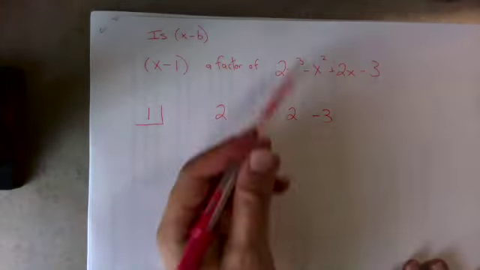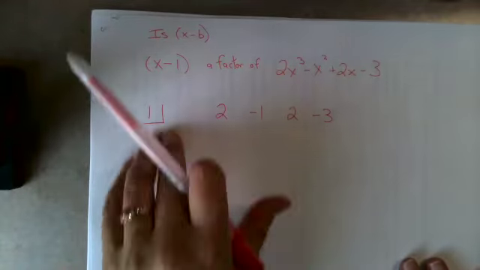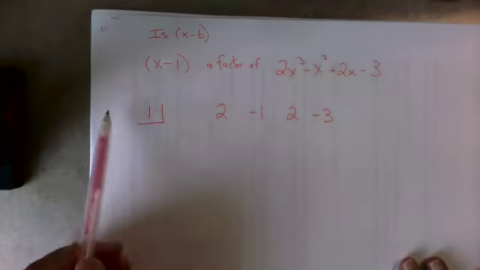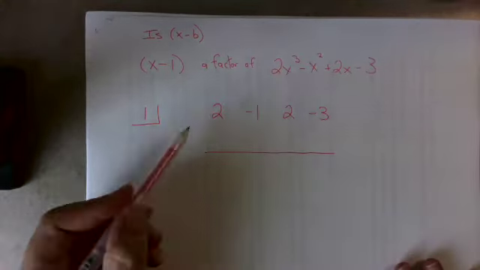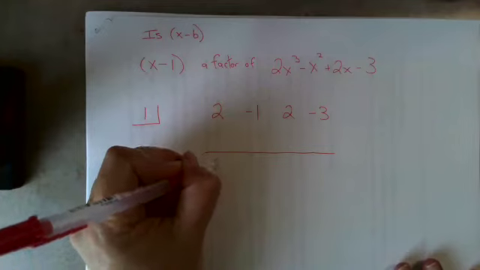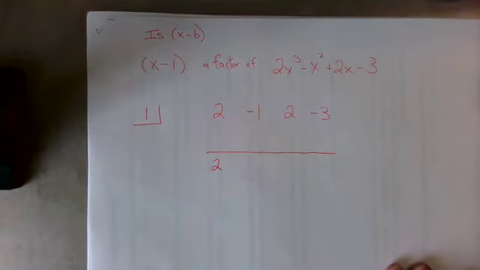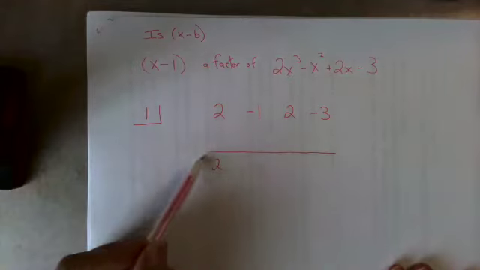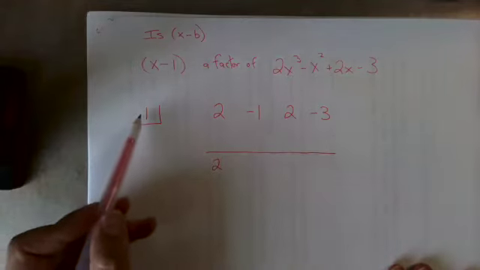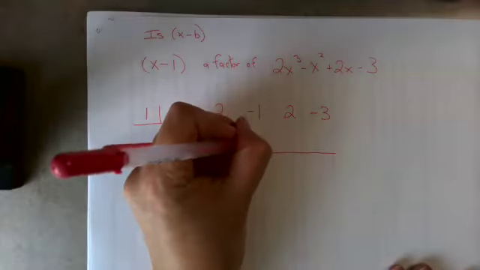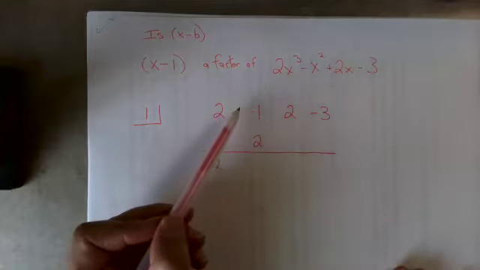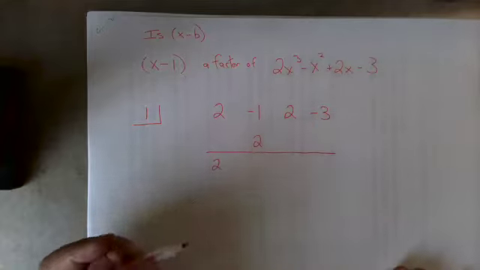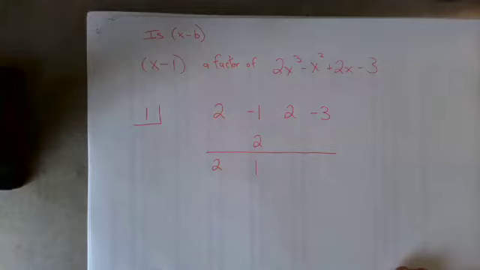Okay, so we've captured our coefficients. We've written down our b here. And to get started, we draw a line and we bring the first coefficient below the line. So synthetic division goes like this. You multiply these two. So 1 times 2 is 2. And then you add your way down. So negative 1 plus 2 leaves us with a positive 1.